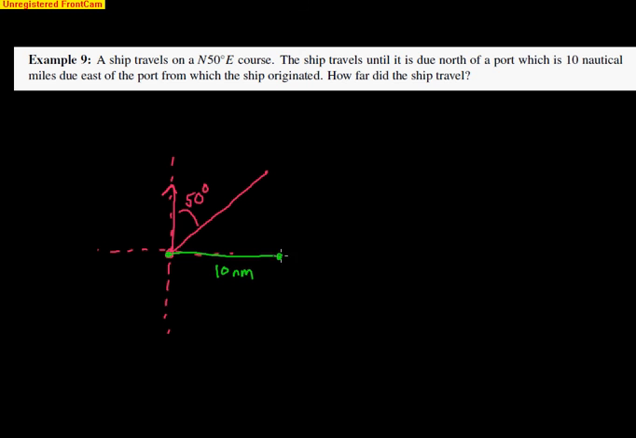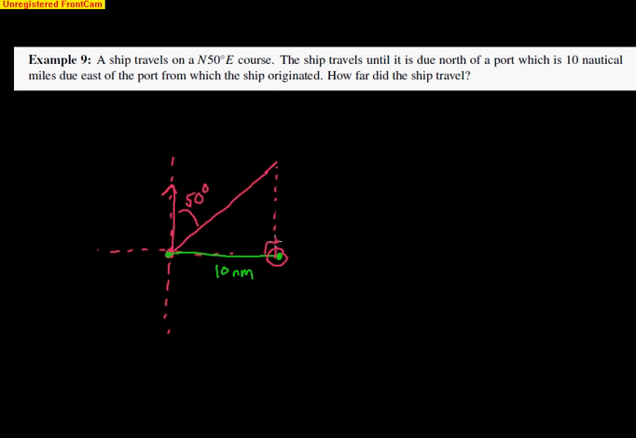So here's the new port, and here I am due north of that port. So I'm straight north of this port right here, which is 10 nautical miles due east from the port which I left. So a little bit confusing. Here's the port I left. Here's another port right here that is 10 nautical miles due east, and then I stop my current path once I am straight north of that point.